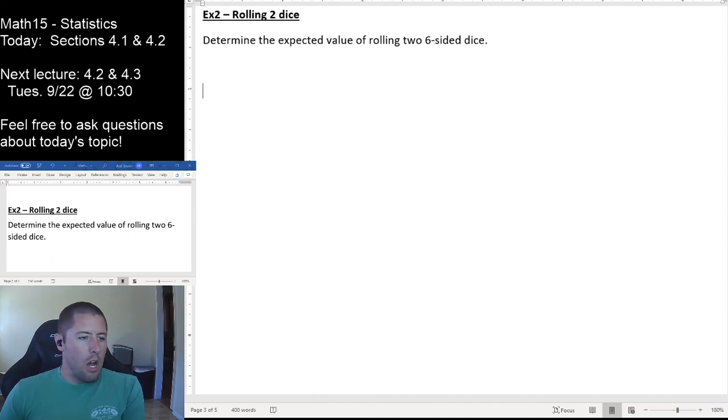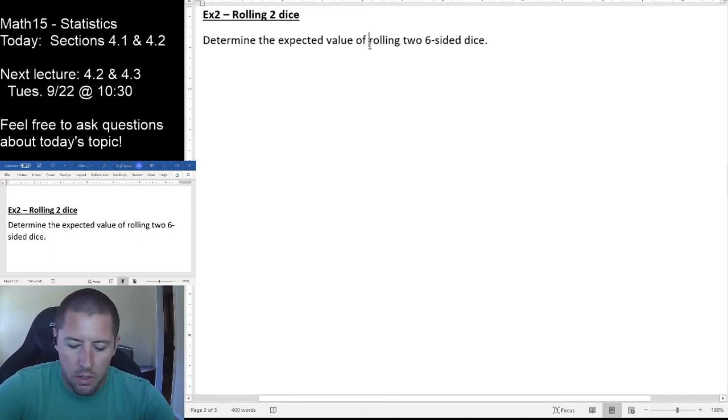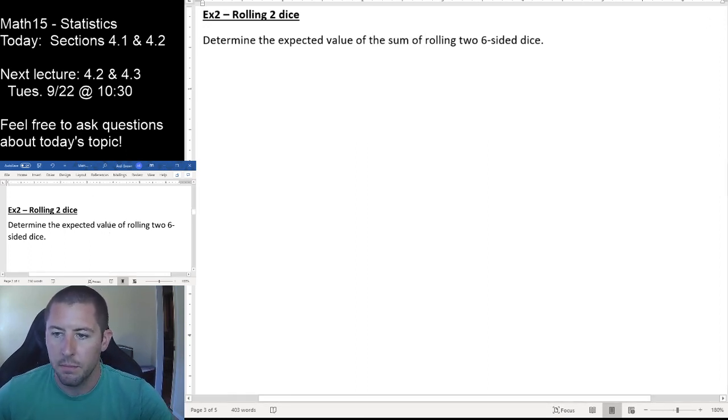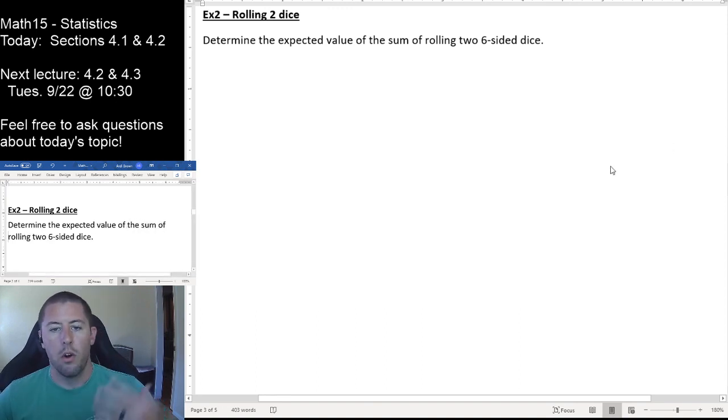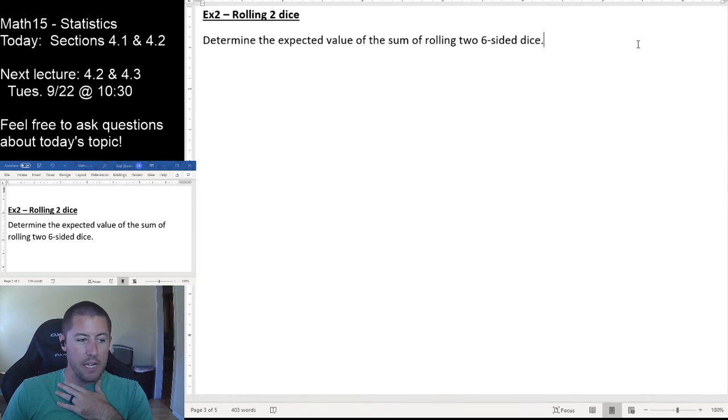So now what I want to know is the expected value of, and let me just add some words in here real quick, the sum of rolling two six-sided dice. So I want to roll two dice and find my total, right? That's what I want to know about now. And so to do this, I'm really going to need to help myself out quite a bit right here. In fact, it's not even clear to me what the probabilities associated with this are.